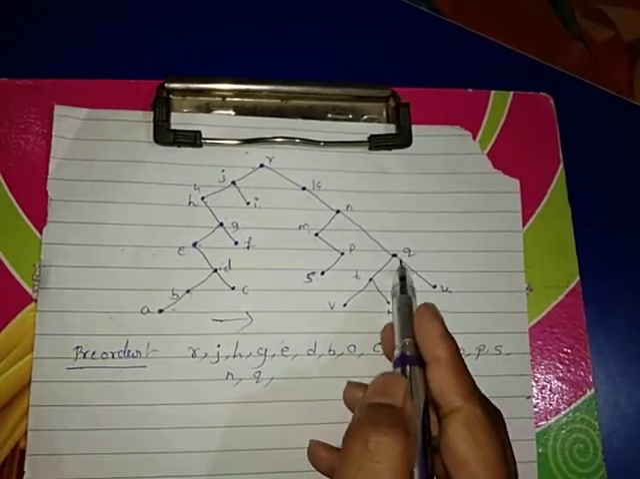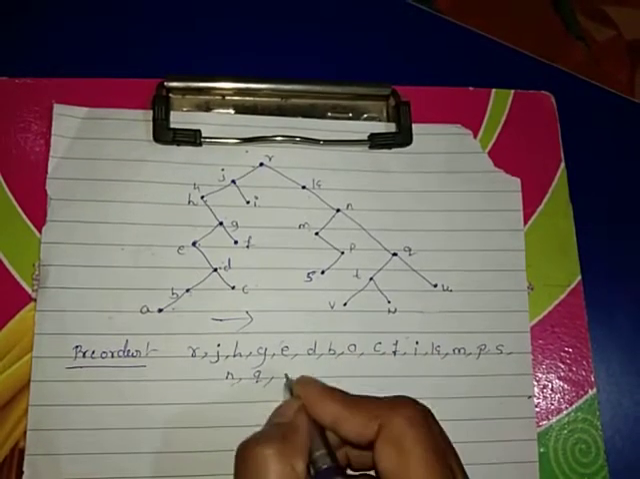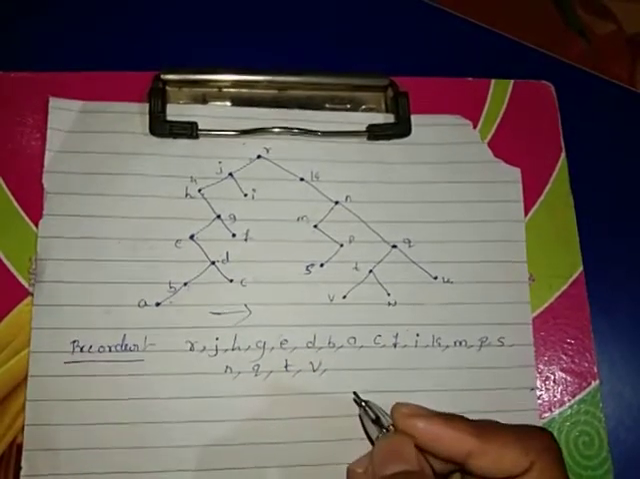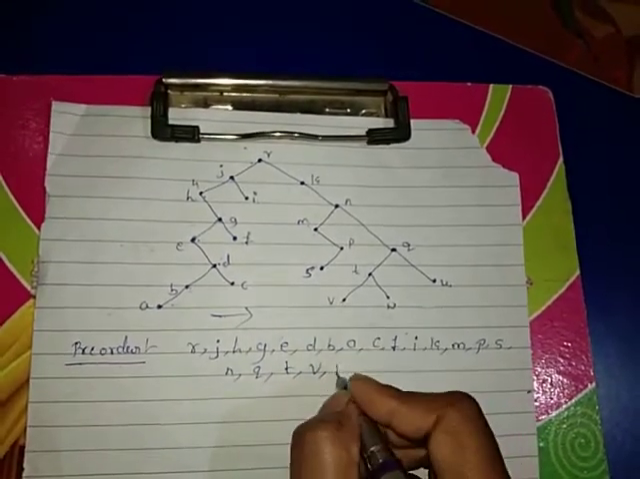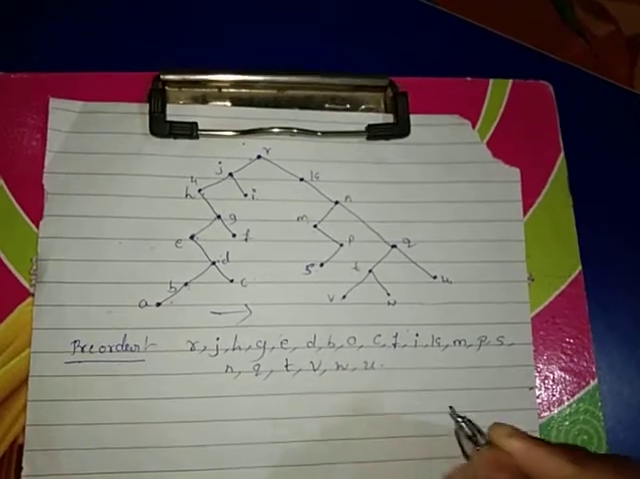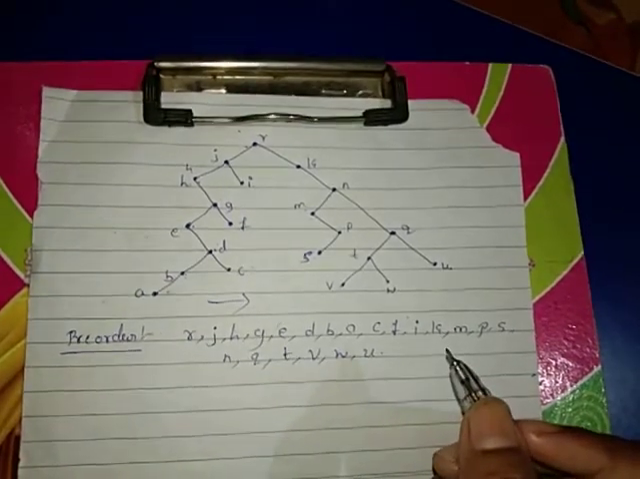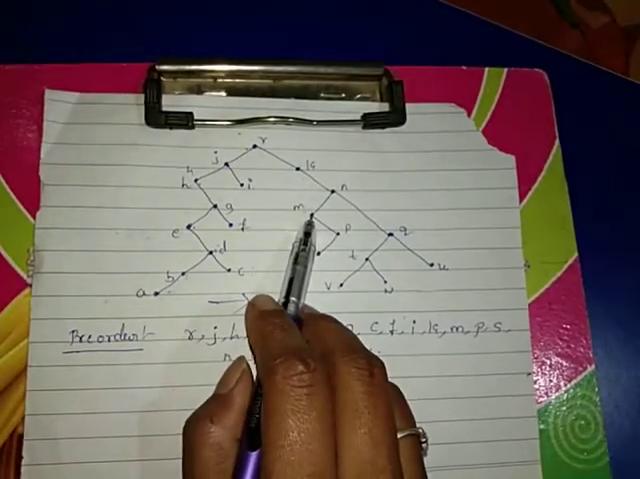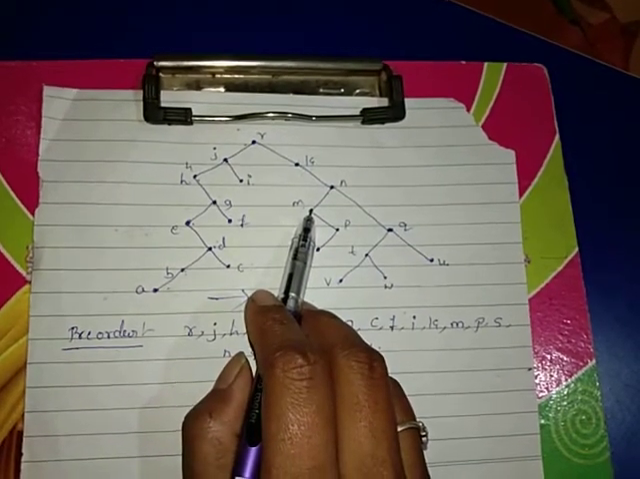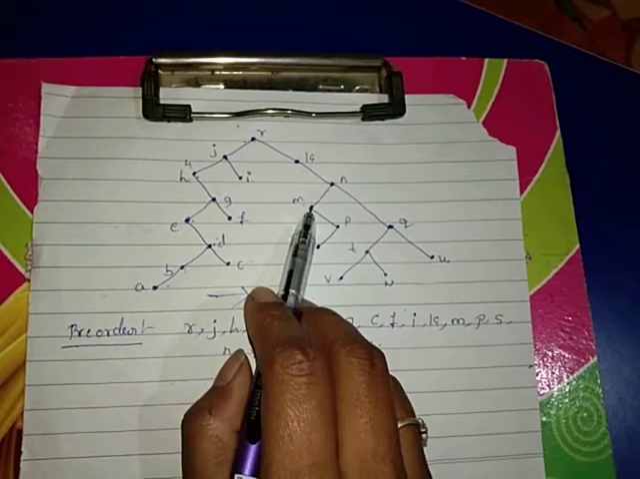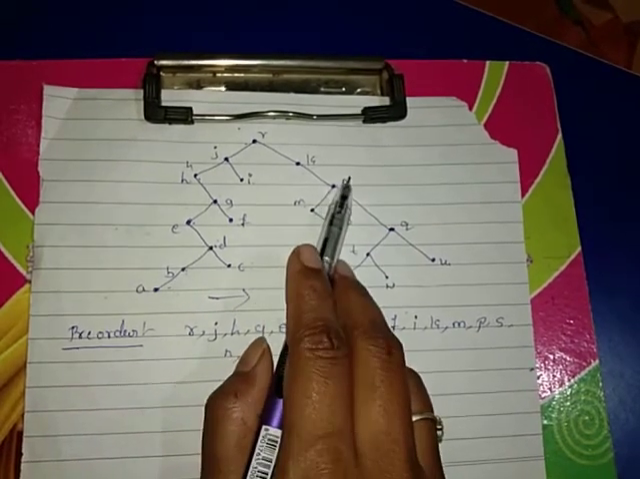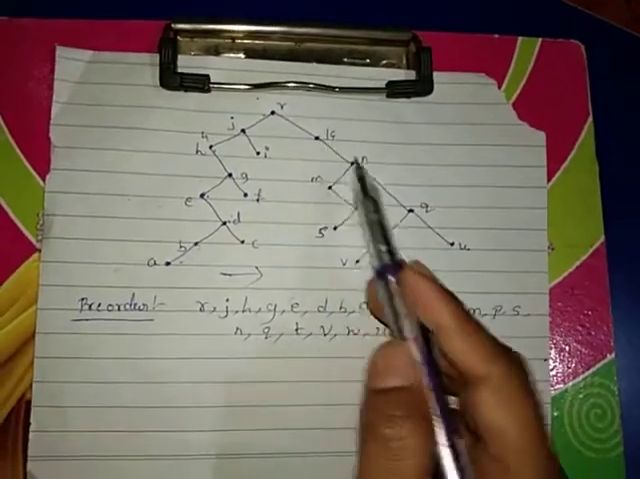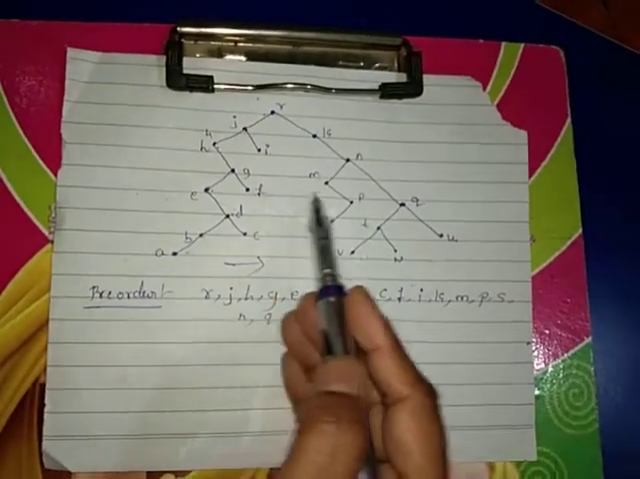And then Q has two subtrees, that is T. T has a subtree V. And then W. And then U. After K we have taken M here. Clear? After the K we have taken M, because from left to right we are moving.